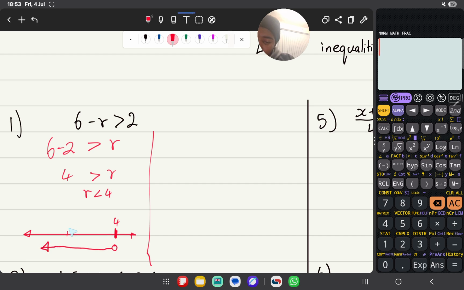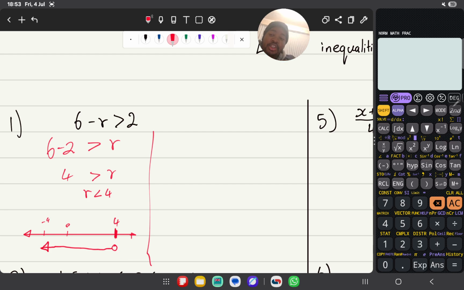If this is 4, say this is maybe 0, this is -4, so it goes on and on in that direction. But here it's just an open circle. It's an open circle because it's not included.